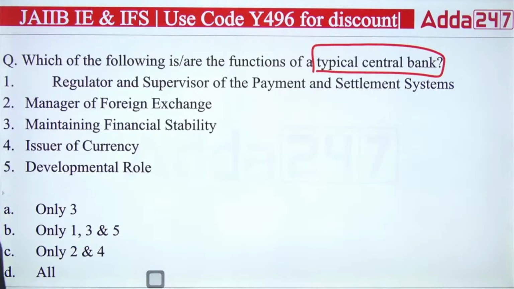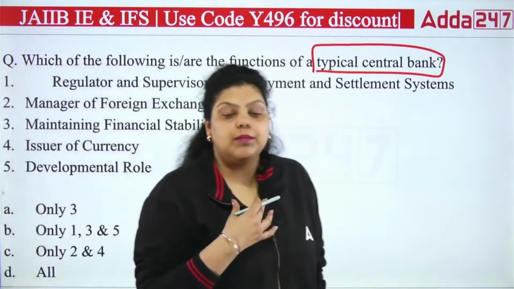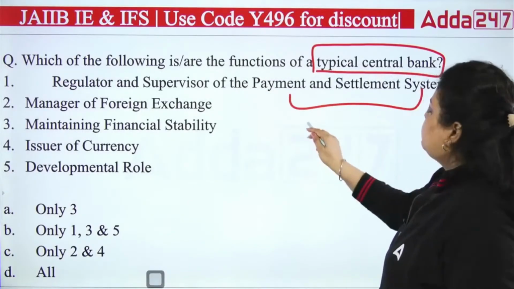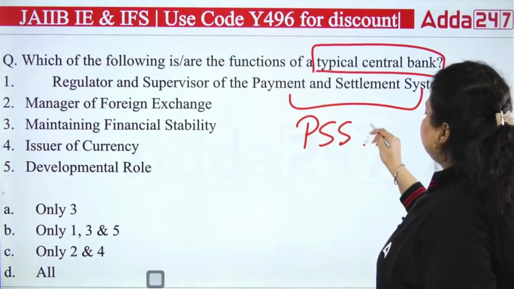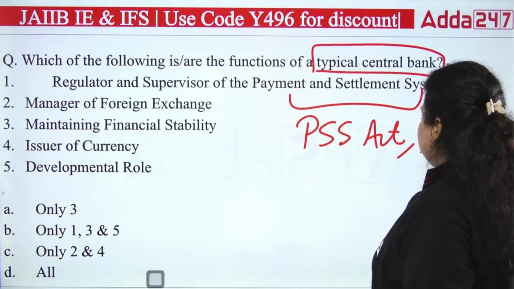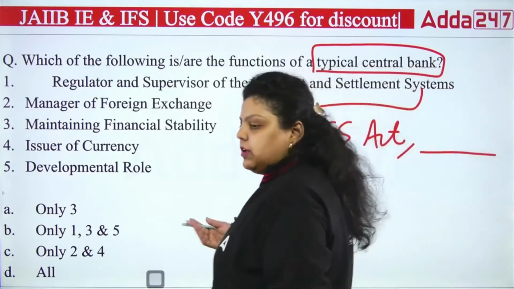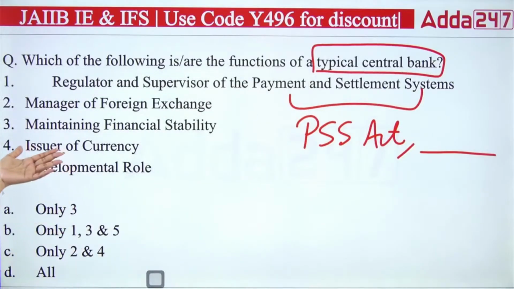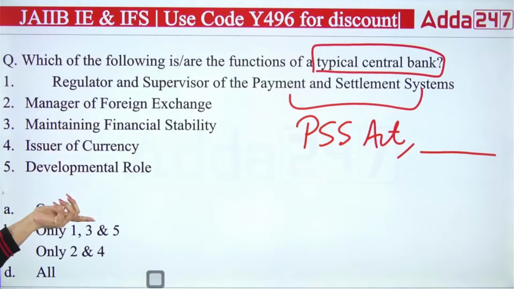Okay, so when it comes to the typical central bank, it means we are talking about RBI's function. And when it comes to the payment and settlement system, let me know when the PSS Act came, when this particular PSS Act was introduced. So RBI does all of these. RBI actually regulates and supervises the payment settlement system in the country. RBI manages the foreign exchange. RBI maintains financial stability. RBI is the issuer of currency, and RBI also performs the developmental role. So answer is very good, all of the above.